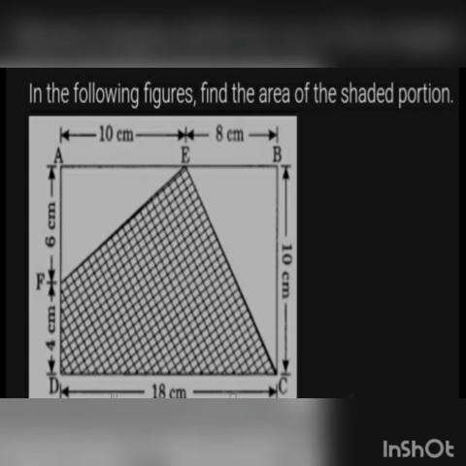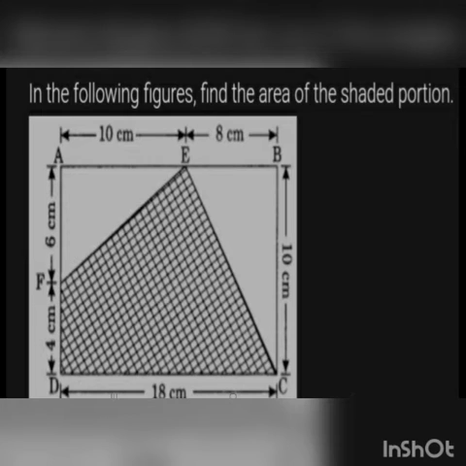Next question. In the following figure, find the area of the shaded portion. So first look what is given in the figure. It's a rectangle, then two triangles are here, and we have to find the area of this shaded portion. This shaded portion is not having any shape. We don't know. We didn't study this shape, isn't it? So we don't know the perimeter of this shape.